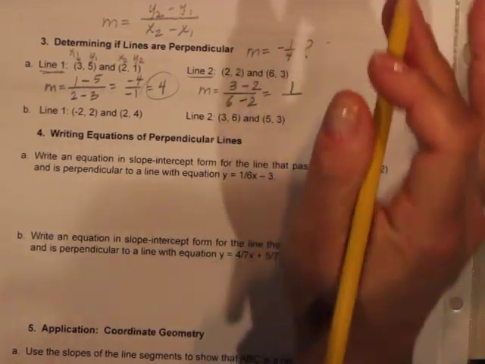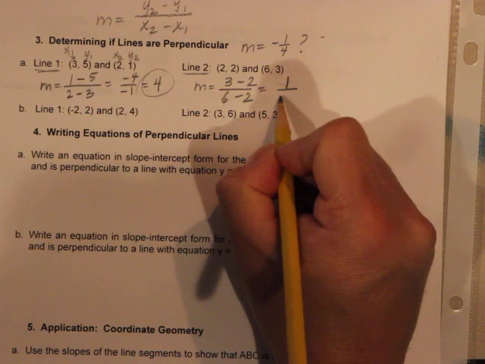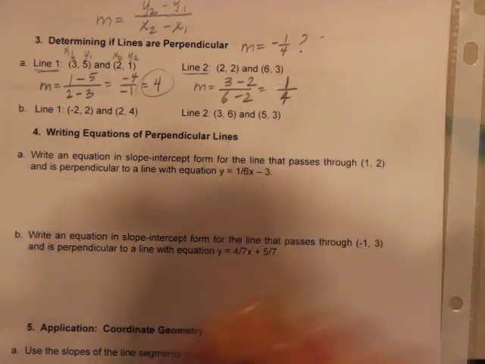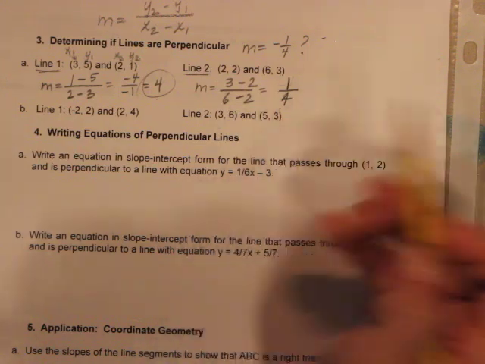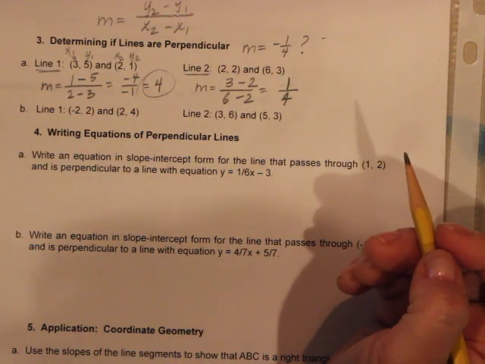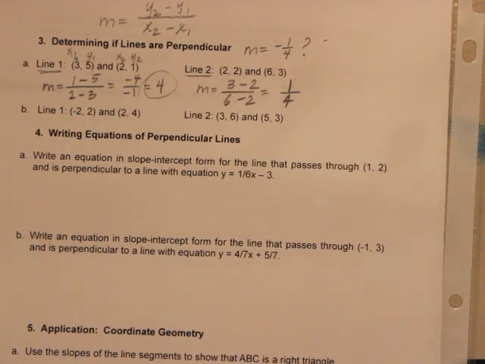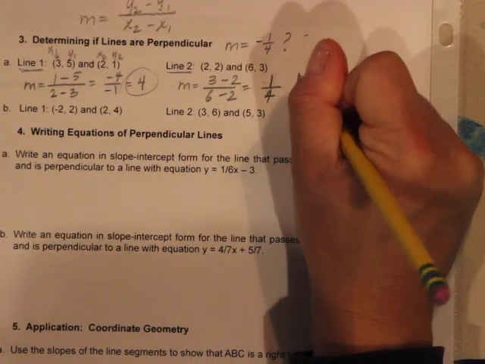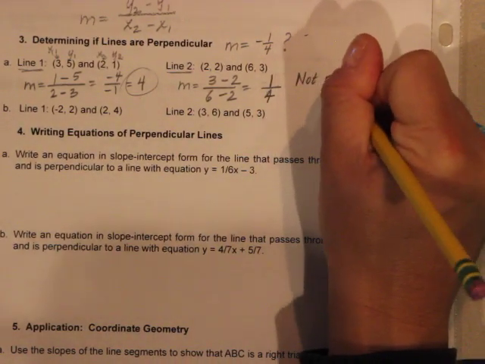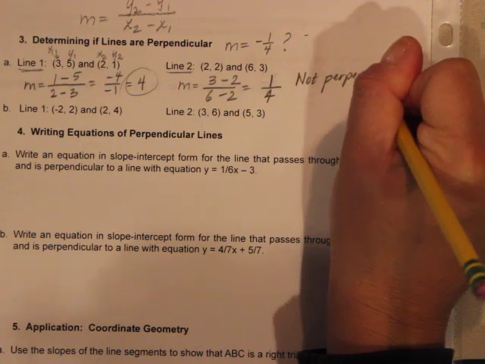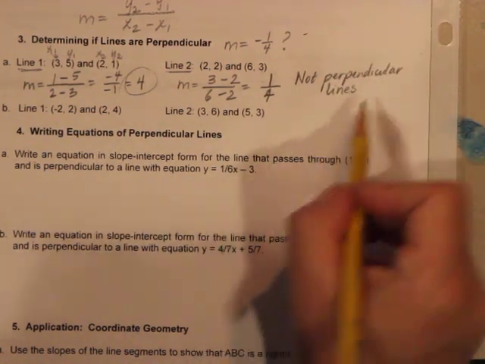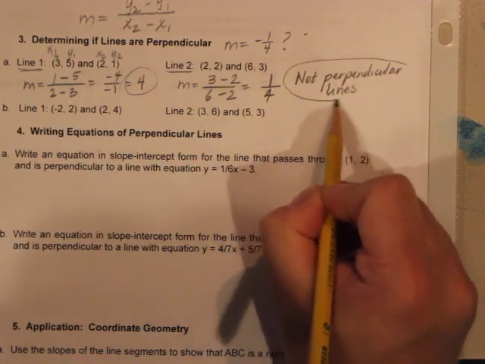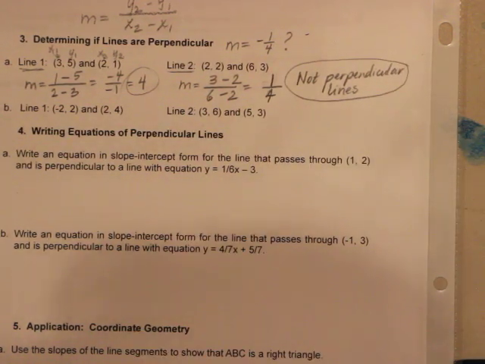I think I wanted them to be perpendicular so bad. But look at this. They're not. They were so close, but they didn't quite make it. This needed to be negative 1/4, and it's not. It's positive 1/4. So our answer to this would be not perpendicular lines. Okay? Line 1 and line 2 in this equation are not perpendicular.